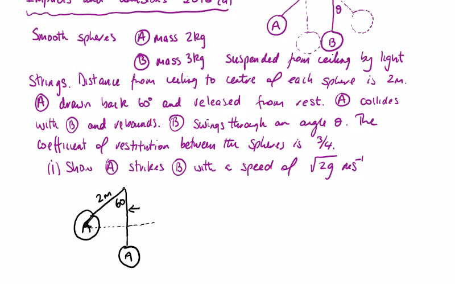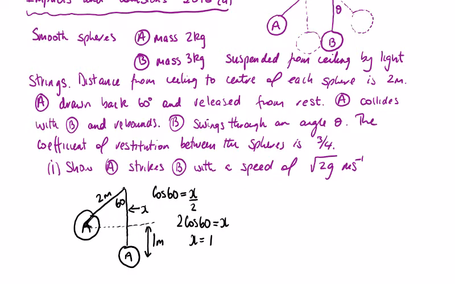I have my hypotenuse and I'm looking for my adjacent. So cos 60 is equal to x over 2. So 2 cos 60 is equal to x, and cos 60 is equal to a half. So x is equal to 1. That makes this length here 1 meter as well. They're both 1.